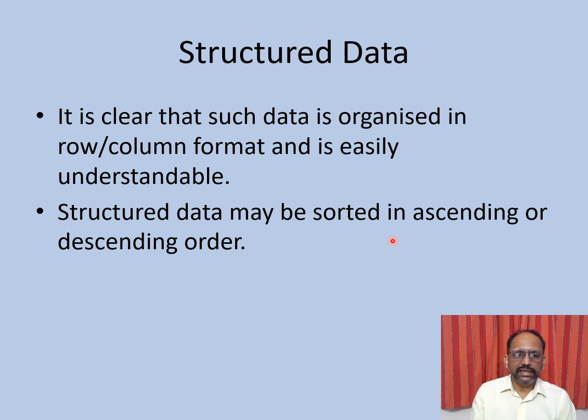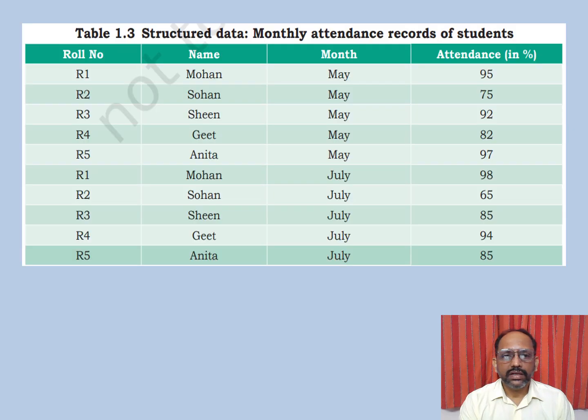That is what we call ascending or descending order. Let us see which column is used to organize this structured data. If you look at the roll number, R1, R2, R3, R4, R5, and again R1, R2, R3, R4, R5, that means this column is not organized. Here Mohan is there, Sohan is there, Sheen is there, Anita is there, Geet is there.